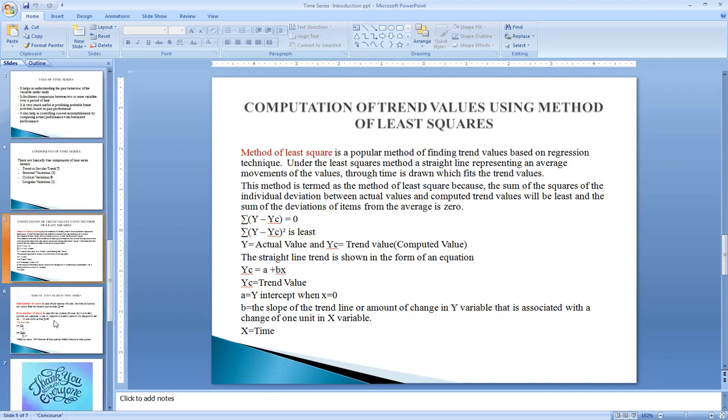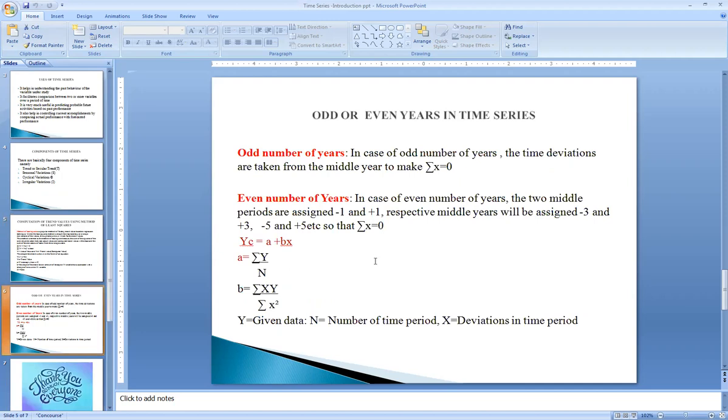The next thing is when we calculate the values. One column will be the years and another will be the actual values. The x values are always the years and the y values are always certain numbers. If the years are given as an odd number, for example 5 or 7 years, then the deviations for x are taken from the middle number.